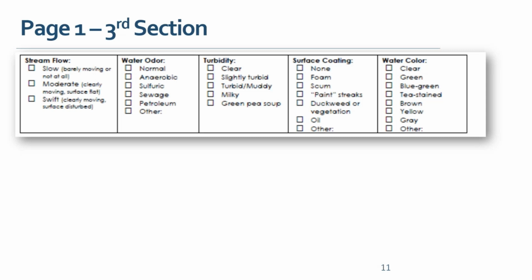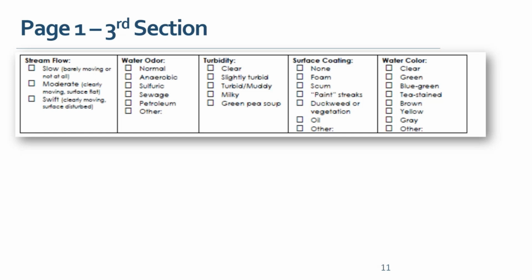Then in the third section of the data sheet, you'll answer a number of questions about what the stream looks like. So is the stream flow slow? Is it barely moving or not at all? Is it moderate, clearly moving, but the surface is flat? Or is it swift? It's clearly moving and the surface is disturbed, like riffly.